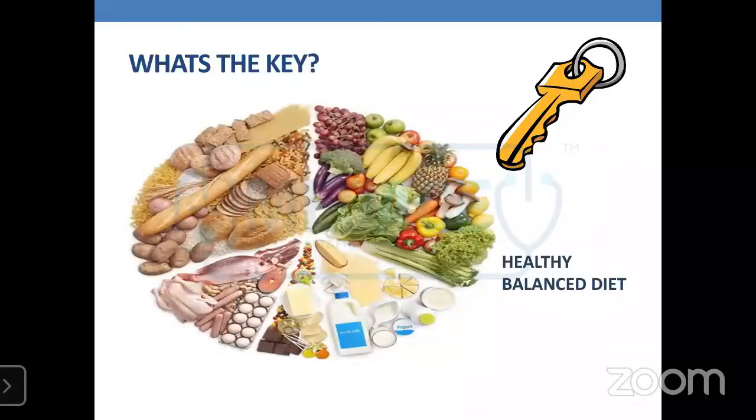So what's the key, and what should we do in these scenarios? The key is a healthy balanced diet. It is the only solution to develop good immunity, to prevent diseases, and to have a healthy body weight. Because a balanced diet provides all the essential micro and macronutrients required by your body, and helps you to have good immunity and to strengthen it.